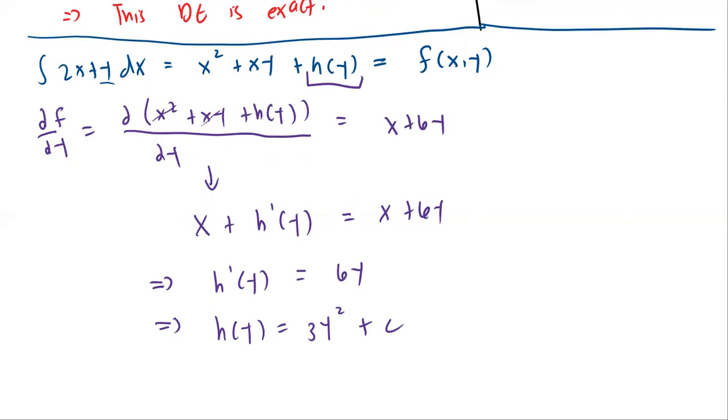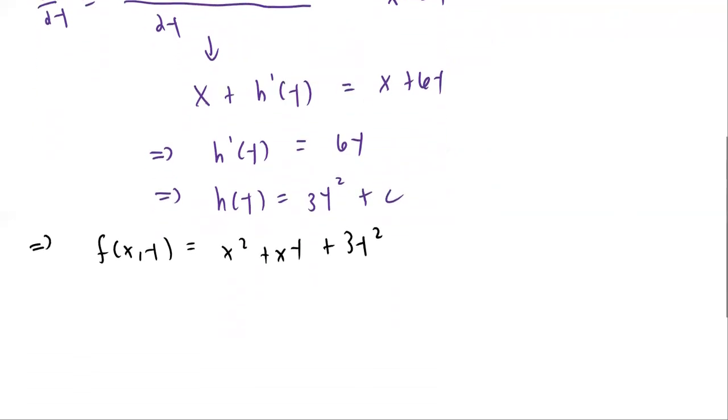So what do we have? Well, we know that f of xy equals x squared plus xy plus h of y, which we found to be 3y squared. And like I mentioned, you can just forget about the constant now, because when we set it equal to a constant, that already takes care of that. So you can just leave it like this. And again, this is not the solution. So if you were doing this in the homework, there's one more thing you would have to write.